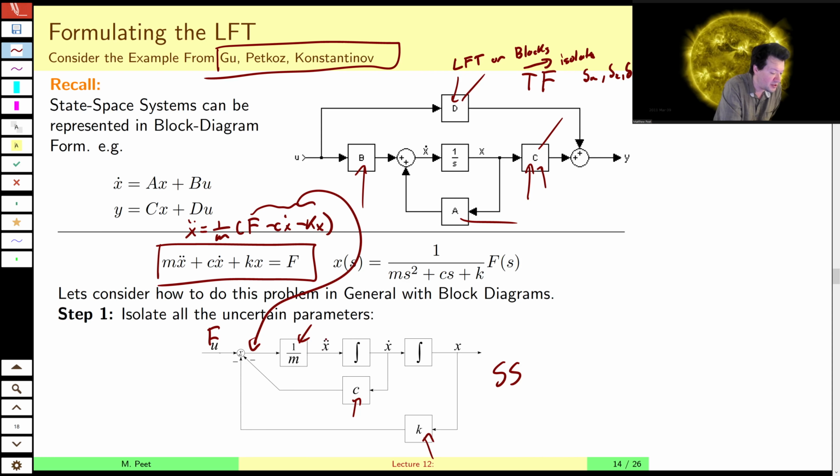That comes there. And then the relationship, of course, between x double dot and x is just integration. Right? Integrate once, integrate twice. And then we get this signal by taking f and subtracting from it k times x and c times x dot. Right? So this is our canonical form of the block diagram for a state space representation, where we've isolated the parameters 1 over m, c, and k.